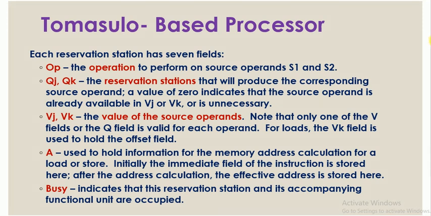Now let us see some more description of the reservation station. Each reservation station has seven different fields. We are not going into more detail on that, but let us look at the different contents of a reservation station. One is the operation, mentioned as OP, the operation to perform on source operands S1 and S2. Then we have QJ and QK, the reservation stations that will produce the corresponding source operand. A value of 0 indicates that the source operand is already available in VJ or VK or is unnecessary. Then VJ and VK hold the values of the source operands.